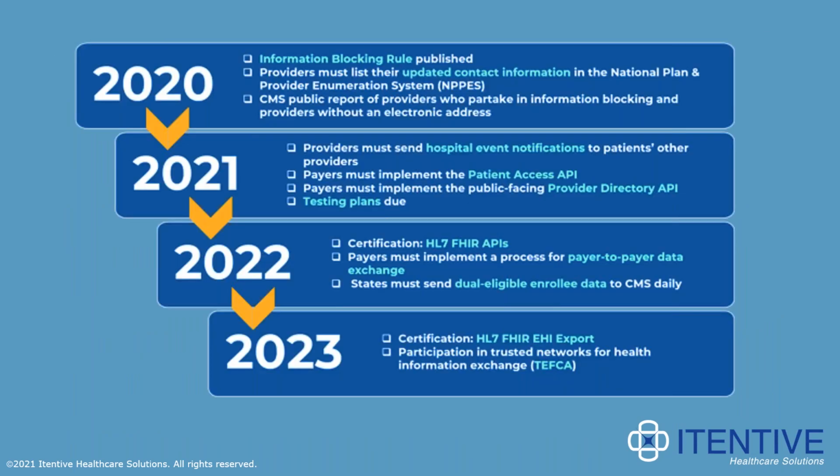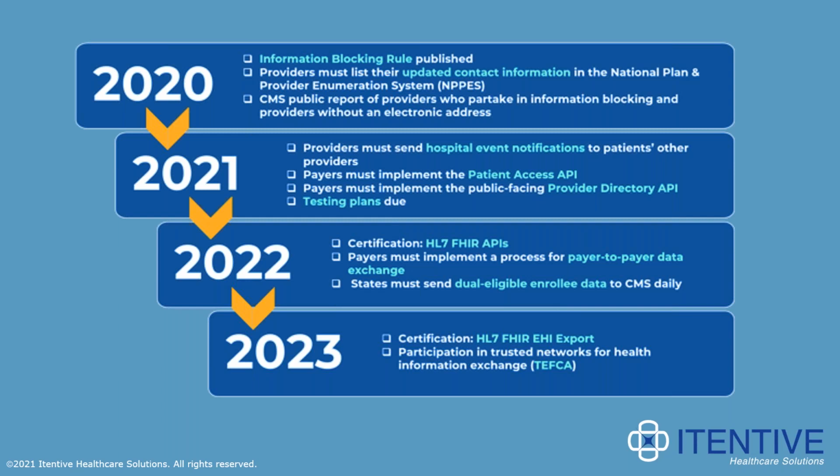Now, the CMS rule does much more than that as well. As a result, they actually developed this graphic outlining some of the major milestones in the rule. So you can see the 2020 milestones. These have already passed and are currently required. The information blocking rule was published. Providers have to update their contact information in NPES, and there's the public reporting of any information blocking.